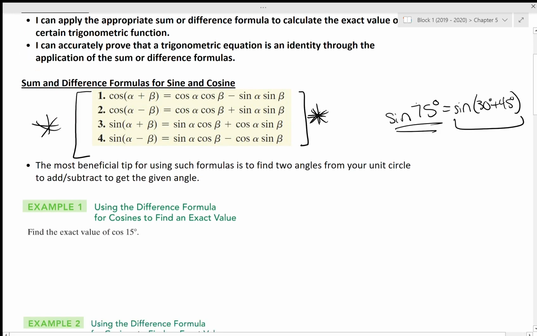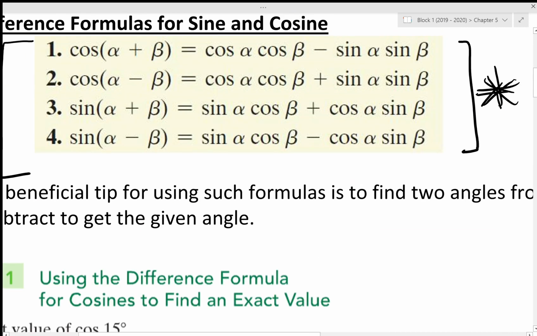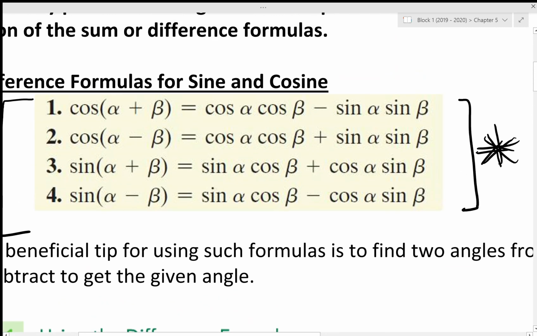So, we have our four formulas, okay? We have cosine of angle A plus angle B, or alpha beta, and it equals cosine alpha cosine beta minus sine alpha sine beta. Cosine alpha minus beta, it's the same thing as the plus, just they switch signs, okay? Sine alpha plus beta is sine alpha cosine beta plus cosine alpha sine beta. And with the minus, same thing, just switching signs.